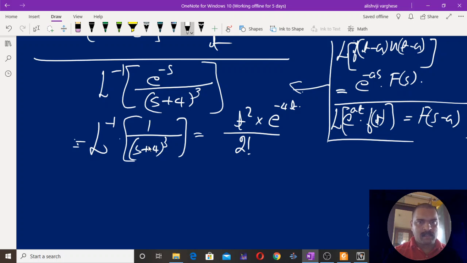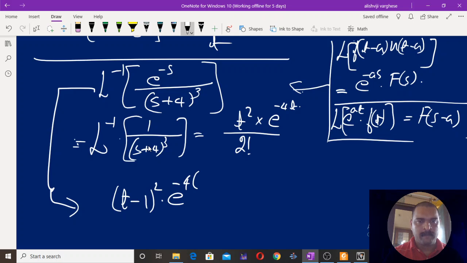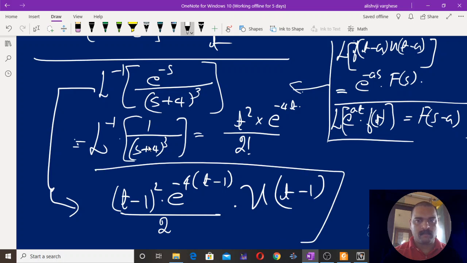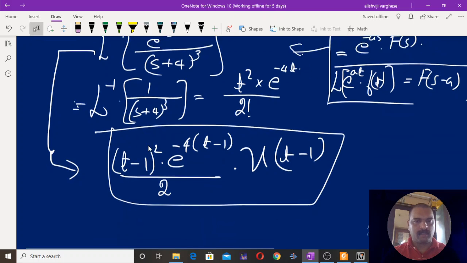Now the required inverse Laplace transform is obtained by using the second shifting theorem. That is, f of (t minus a), that is (t minus 1) the whole square into e raised to minus 4 into (t minus 1) divided by 2 factorial, which is 2, into u of (t minus 1). So that is using the second shifting theorem.